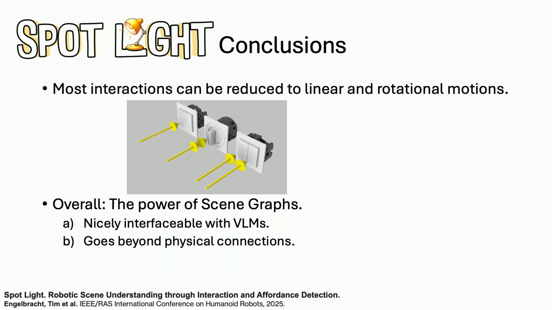So this brought us to some conclusions, which are basically most interactions can be reduced to linear and rotational motions, and the power of scene graphs. So they are nicely interferable with VLMs, and it goes beyond physical connections. So this is actually like a huge power for us.